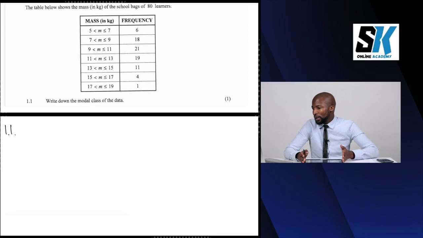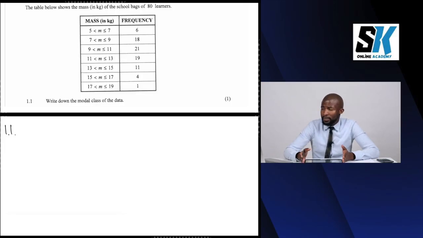In 1.1, they say write down the modal class of the data given on the frequency table. On the one side you have mass, on the other side you have frequency, as you can see from the sketch or from the diagram. The modal class of the data would be the one that has the highest frequency. So on the intervals, on the mass side, and also on the frequency side, the one that has the highest frequency is the one that is called your modal class.